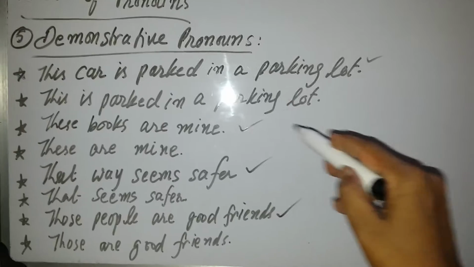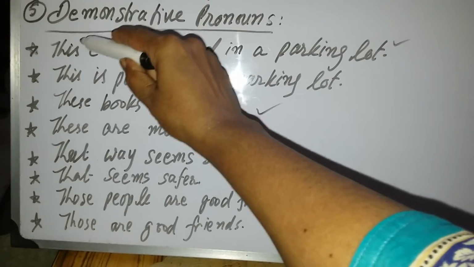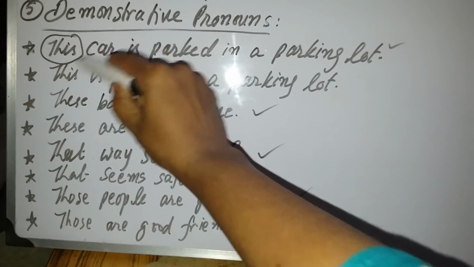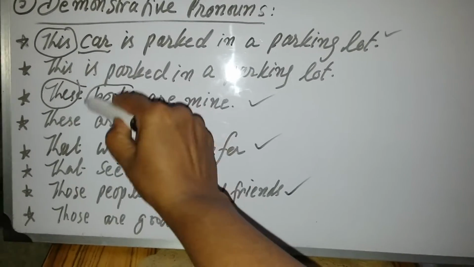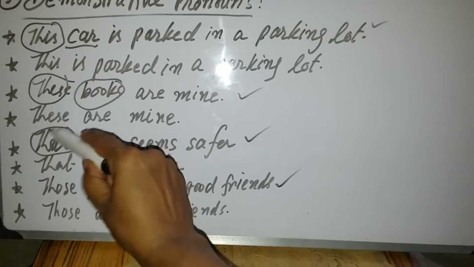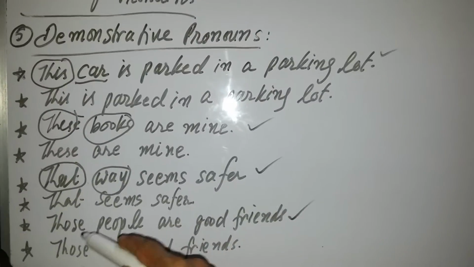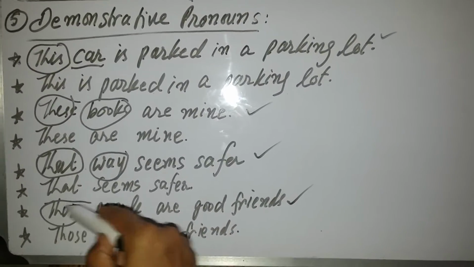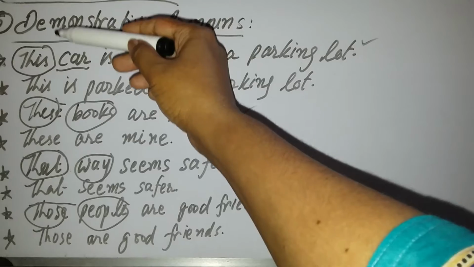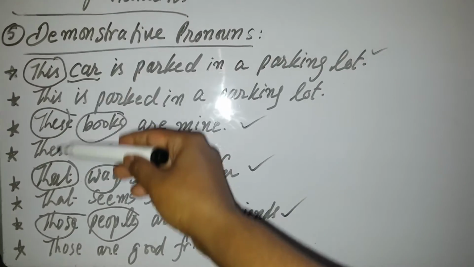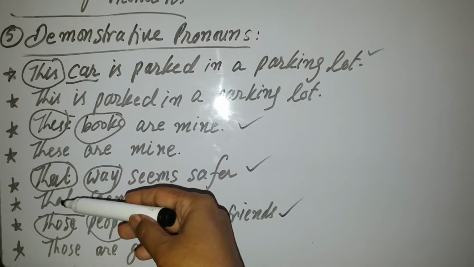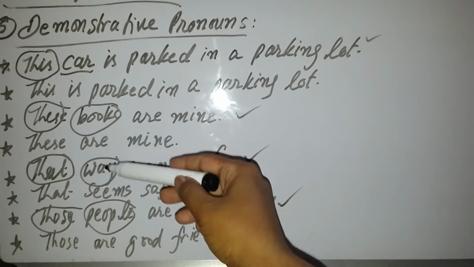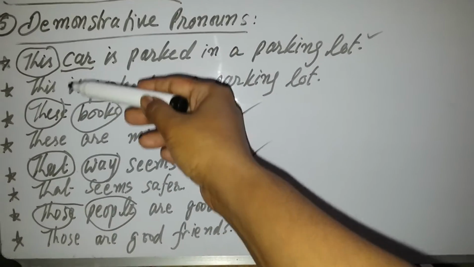In all these examples, you will find that after the demonstrative there are nouns written. So we can say that these demonstrative pronouns are playing the role of determiner in these examples. Why? Because there are nouns written after them.